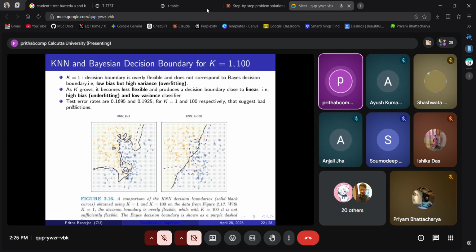If you compute the test error rates the way we have defined, 1 by n times the summation of mismatches, in the first case it is 0.1695 and in the second case it is 0.1925. Obviously for 100 the errors are more. So that suggests bad prediction.